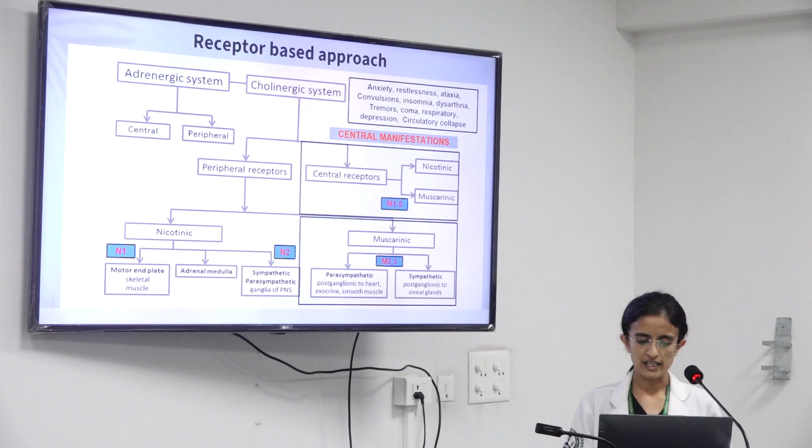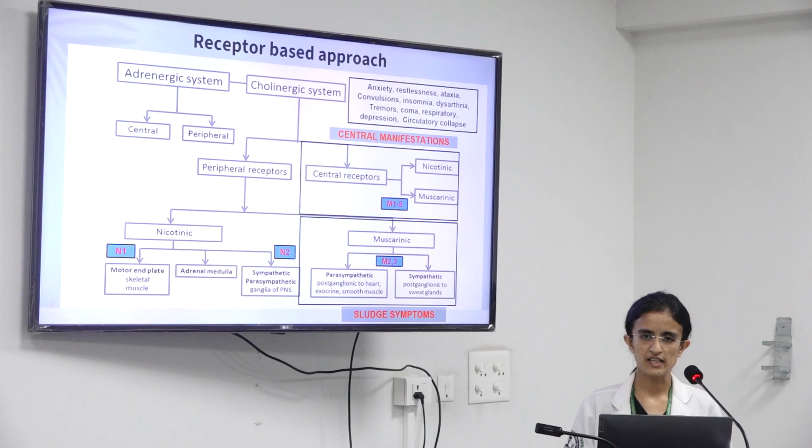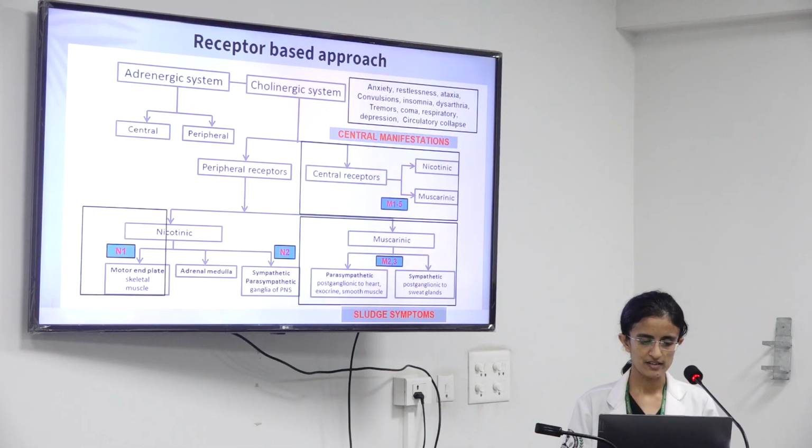SLUDGE symptoms, that is salivation, lacrimation, urination, defecation, GI upset and emesis, also occur through the muscarinic receptors, mainly the peripheral muscarinic receptors, M2 and M3. The neuromuscular symptoms, that is fasciculations and paralysis, act through the N1 nicotinic receptors that are mainly present on the motor end plate.